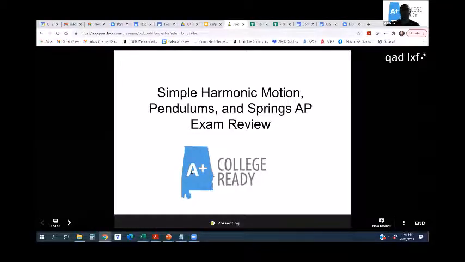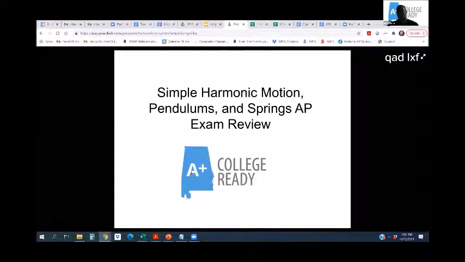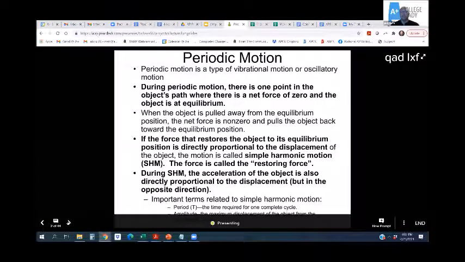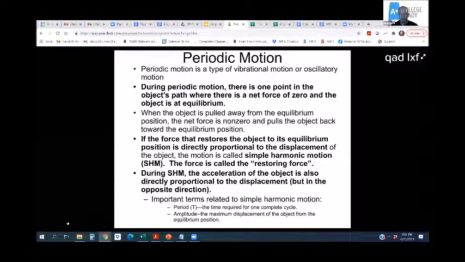Our topic is simple harmonic motion. We're going to be dealing mostly with springs and pendulums today. Simple harmonic motion is a type of what we call periodic motion. We might also call it vibrational motion or oscillatory motion. Oscillate means to go back and forth.